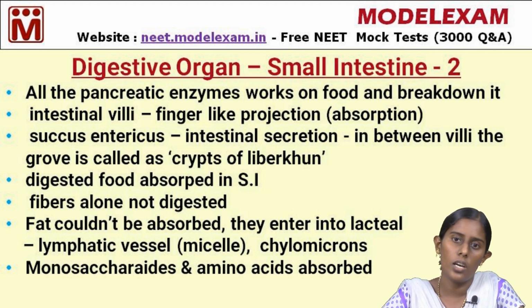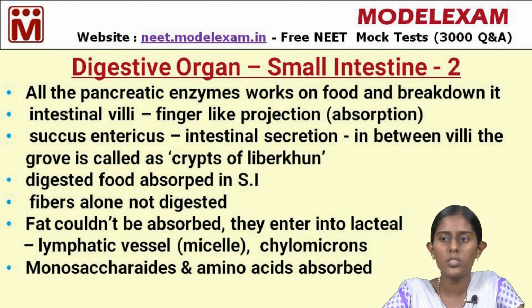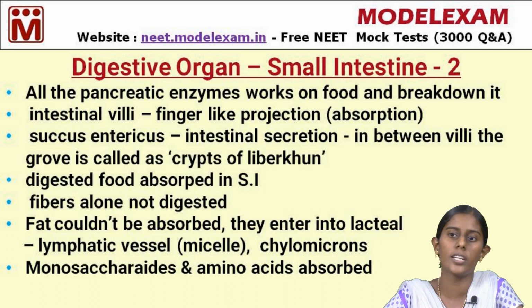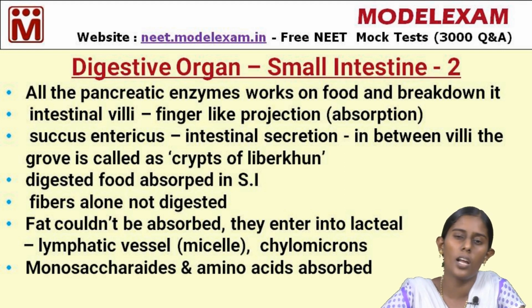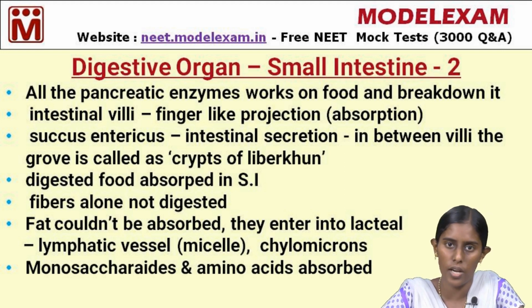And at the time of DNA and RNA digestion, it gives deoxyribose sugar and ribose sugar. These are also monosaccharides. These monosaccharides are absorbed in the small intestine with the help of villi, and they are transported by active and passive transport mechanisms. The fibers alone are not digested here because there is no enzyme called cellulase in our body.